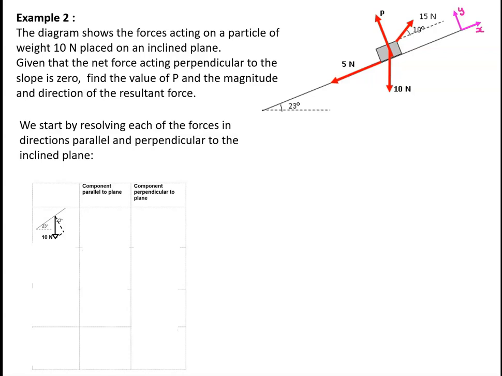So the component of the weight parallel to the plane is the opposite side to that, at 23 degrees, so that must be 10 sine 23, and that is acting down the plane. The component perpendicular to the plane is the adjacent side to the 23 degrees, so that is going to be 10 cos 23 into the plane.